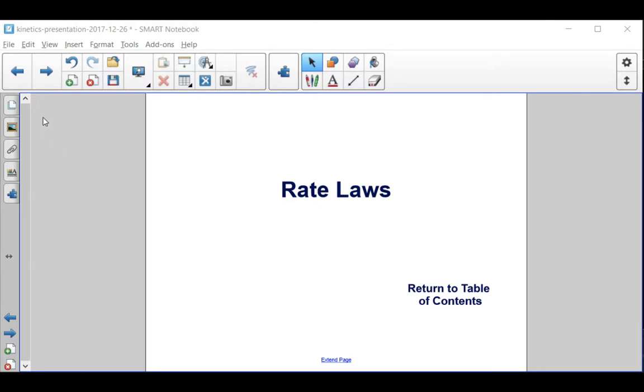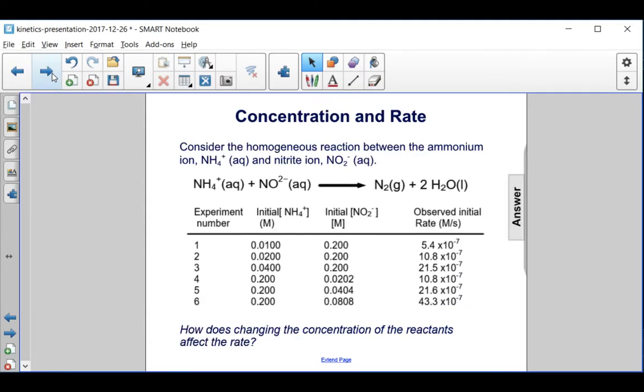This section of chemical kinetics discusses rate laws. So we've already seen how the concentration of a reactant decreases over time or a product increases over time. We're going to use that information to write rate law equations.